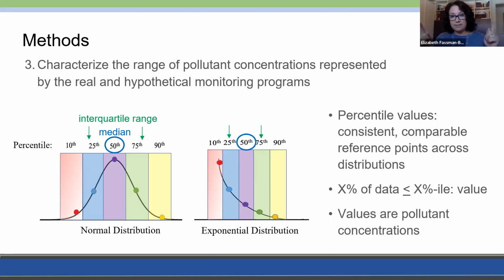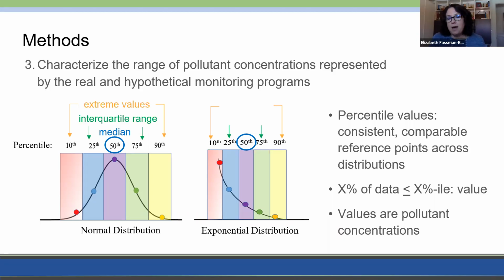The 25th to the 75th percentile values, so 25% of the samples up to 75% of the values, are what's typically referred to as the interquartile range. The vast majority of the data in any data set is going to be within the interquartile range. So this really follows the range of your very typical values. And your 10th and your 90th percentile values are extreme values, extremely low or extremely high.